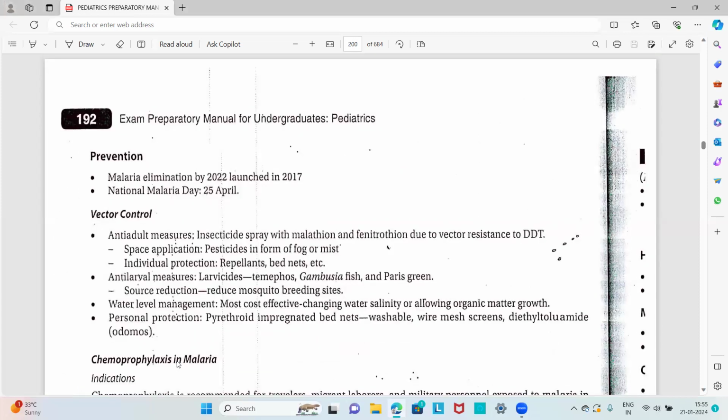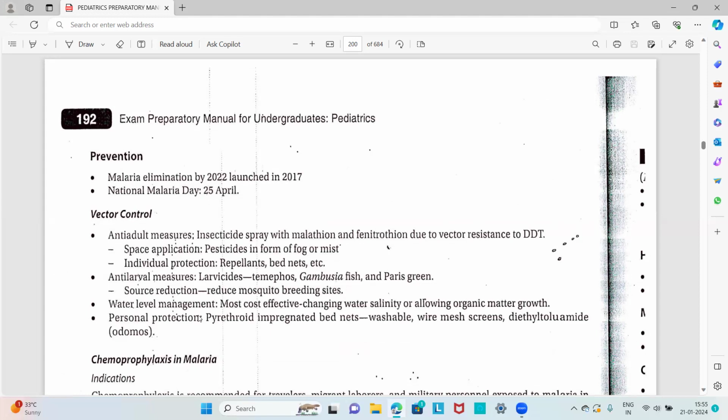Then how will you prevent the malaria? Malaria elimination by 2020 launched in 2017. National Malaria Day is 25 April. By the vector control, we can prevent the malaria, as it is mostly transmitted by the female Anopheles mosquito. Therefore, by vector control, we can prevent the malaria.